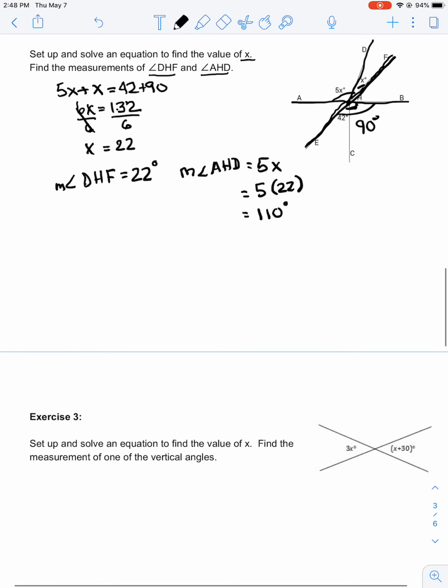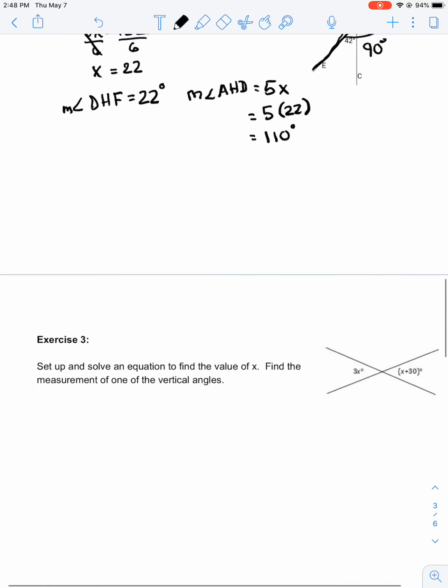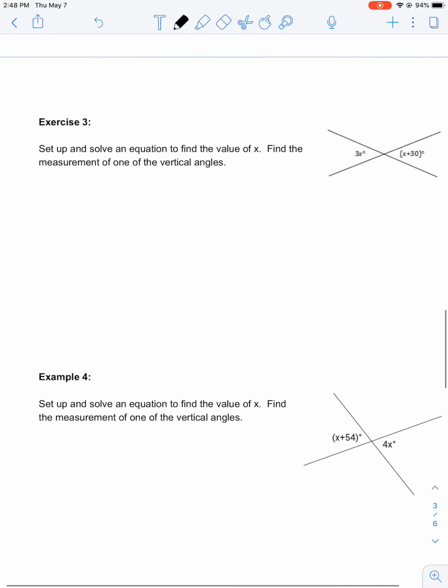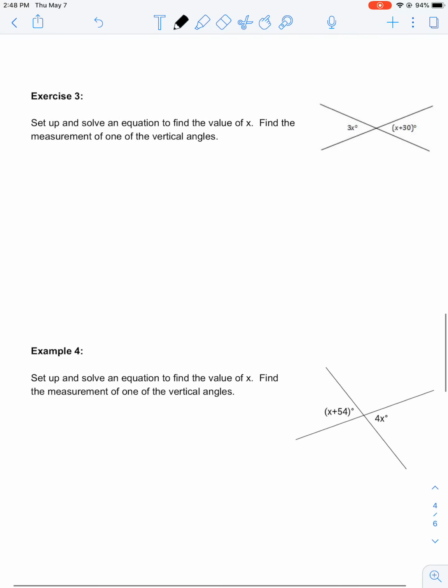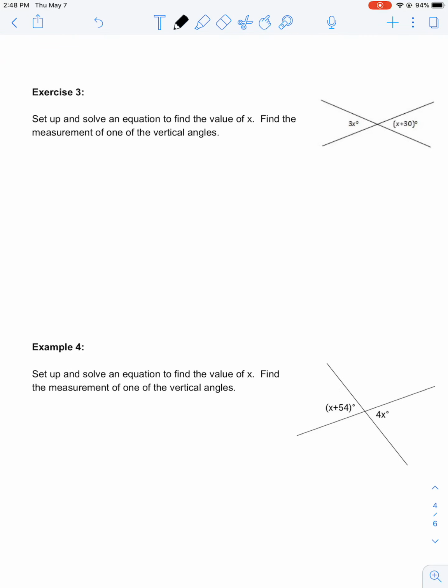Our next problem will be exercise 3. So exercise 3, we're going to set up and solve an equation to find the value of x and then find the measurement of one of the vertical angles. Remember, we only need to find one because if they're vertical angles, they are equal to one another. So again, this angle is going to be equal to this angle, so I only need to find one. So here I have 3x equals x plus 30.